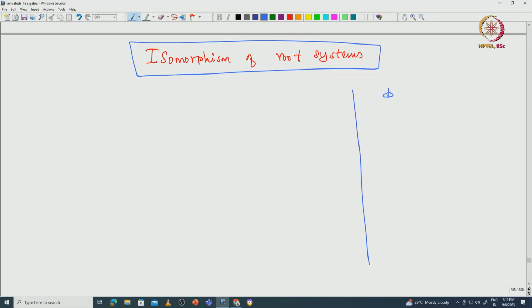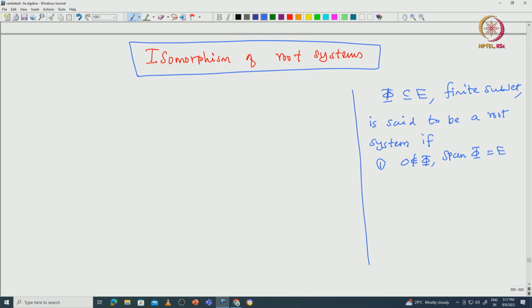Okay. So, a finite set Φ of E is said to be a root system if it satisfies the following conditions. The very first condition is 0 is not in Φ and the span of Φ must be equal to E. The second condition: if α is in Φ and cα is in Φ, then this holds if and only if c equals plus or minus 1.